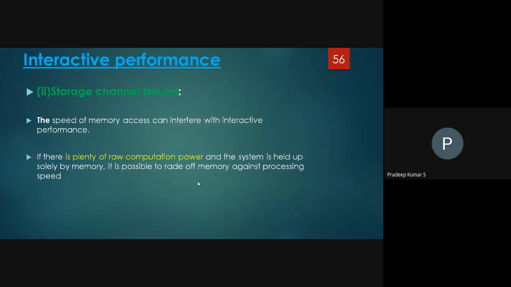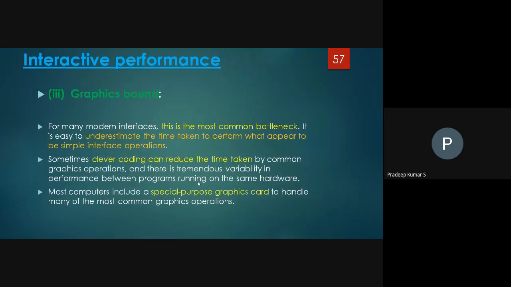The next one is the graphics bond, the third type. What is the graphics bond? Here the application is highly packed due to the heavily designed graphics. That is in the modern interface. Especially, you have already studied in the OS also, the bottleneck problem occurs. What is the bottleneck problem? Anybody knows? You have studied the operating system, no?